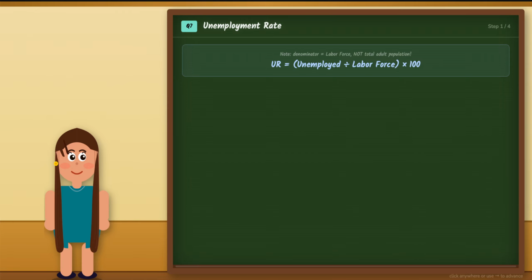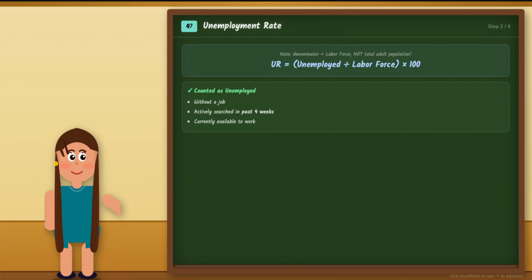For question 6, it asks us how we define the unemployment rate. The formula is unemployment rate equals unemployed workers divided by the labor force times 100. Notice that the denominator is the labor force, not the total adult population. That is different from the LFPR. To count as unemployed, a person must meet 3 conditions. They must be without a job, they must have actively searched for work in the past 4 weeks, and they must be currently available to work.